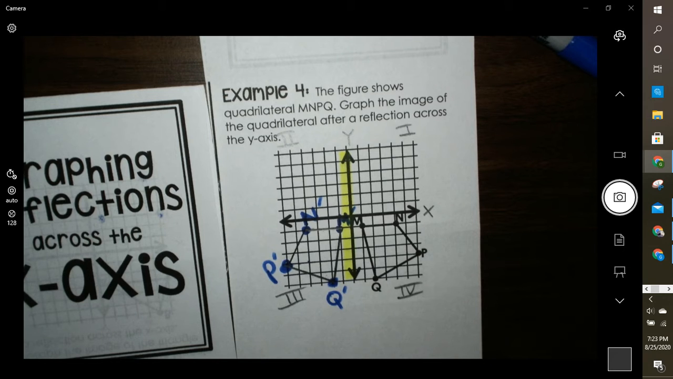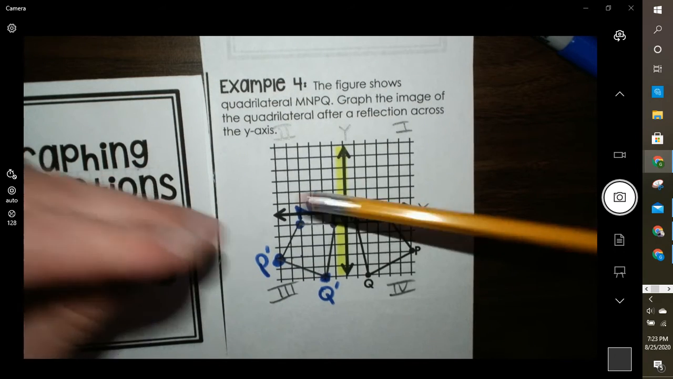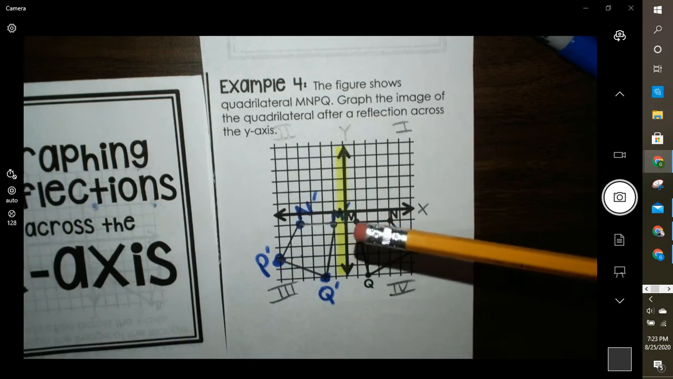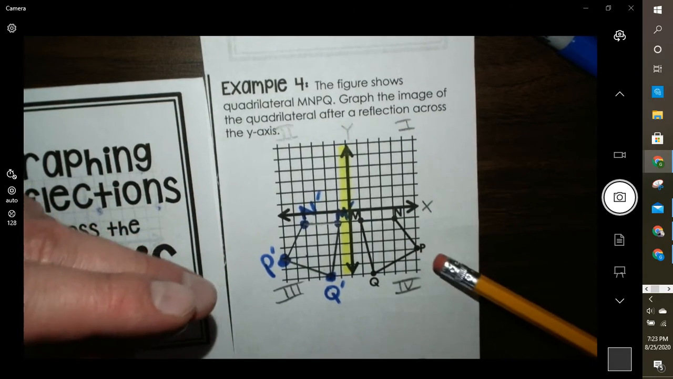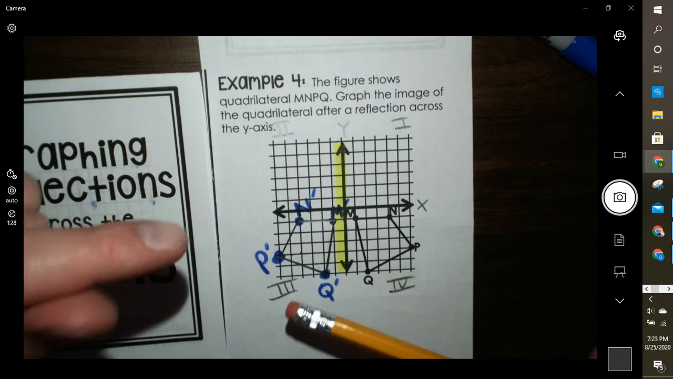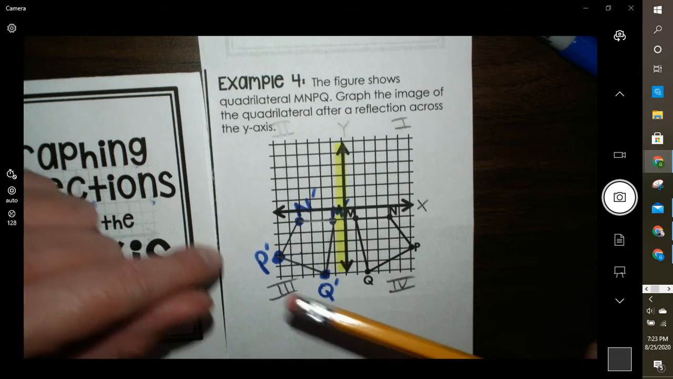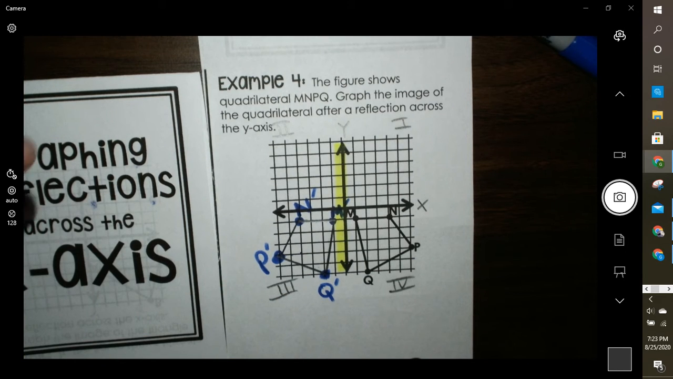Okay, so let's again compare and contrast, and notice that the things that were on top are on top again in their prime image, but it does flip. We had our point P here, and point P prime, say that 5 times real fast, is now on the left side. So it does that flipping action. So be aware of that, and definitely use that method of counting to the line of symmetry and then counting the same distance away for each point.